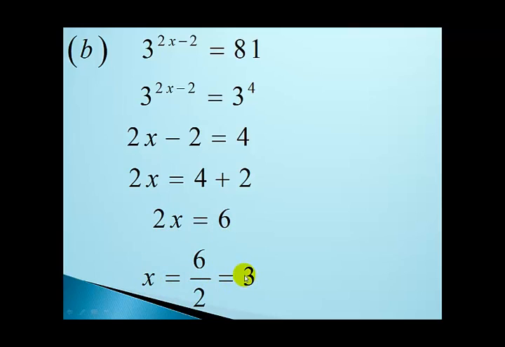So for your exercise, you can substitute 3 wherever you see x in the exponential equation and see whether your left will be equal to the right hand side, that is 81.